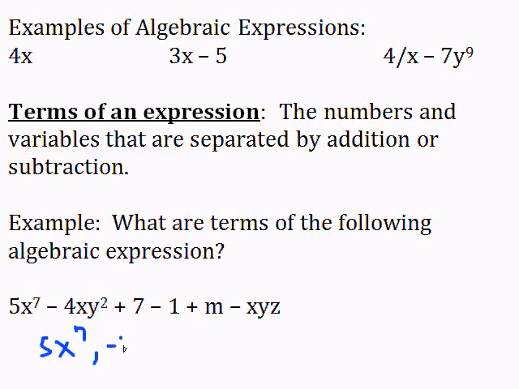-4xy squared is a term. Positive 7 is a term. -1 is a term. M is a term. And -xyz is a term. Again, the terms are numbers and/or variables that are separated by addition or subtraction. So all of these that I've written separated by commas are terms of the expression.